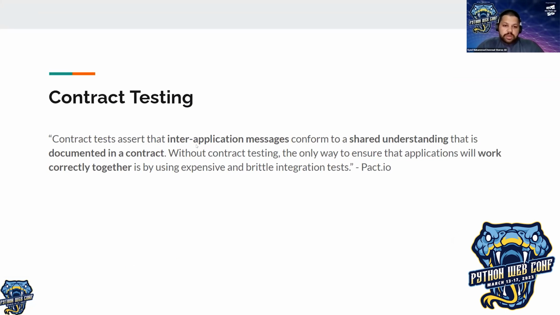Inter-application messages means we have multiple applications. Shared understanding means that how the applications are used, there is a shared understanding between both services documented in a contract, meaning we have some sort of file or contract where this understanding is documented. And we essentially want to check that the applications will work correctly together.